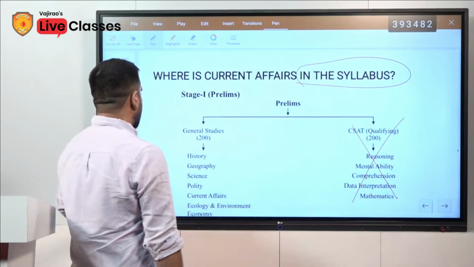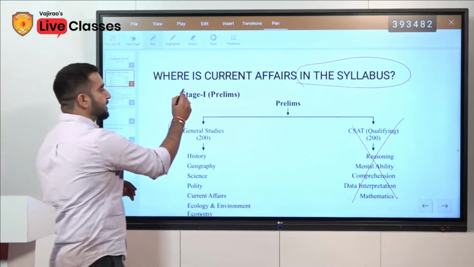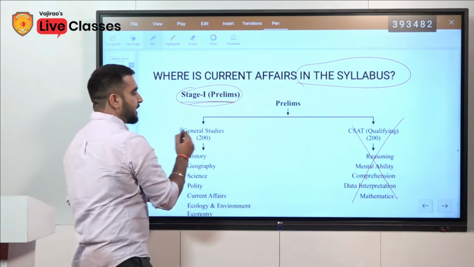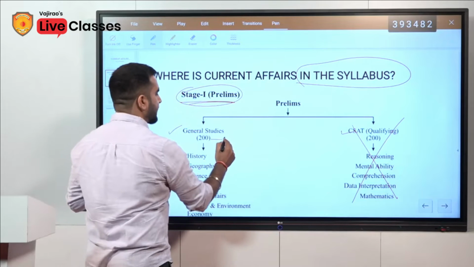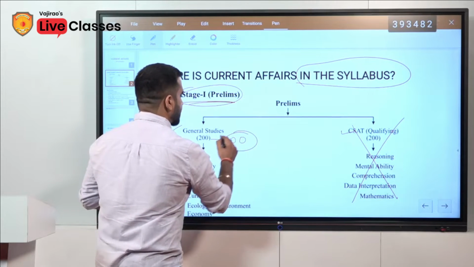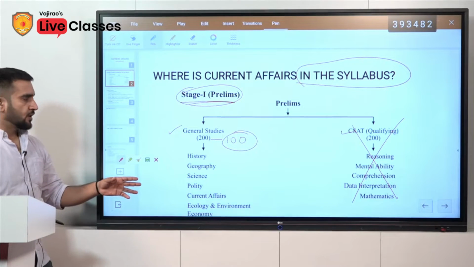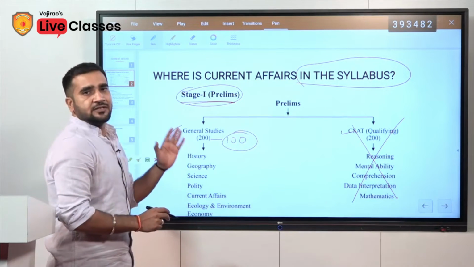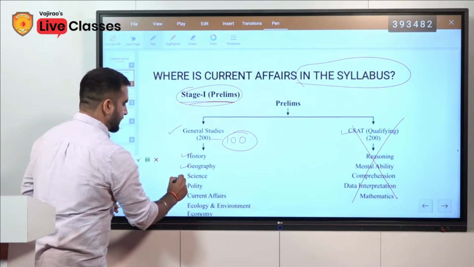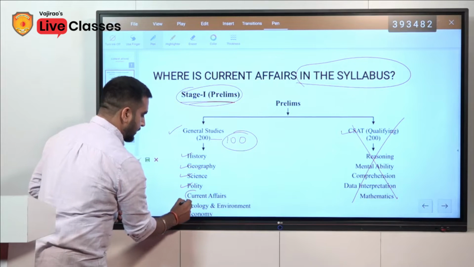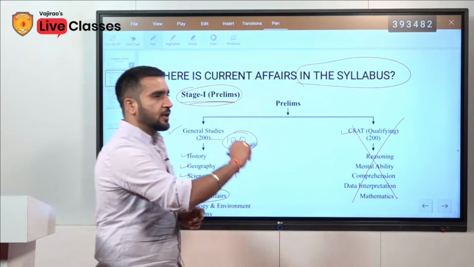When I come to general studies, now we are discussing stage 1, that is prelims. In prelims we have two papers, that is general studies and CSAT. General studies is 200 marks, 100 questions are asked. Then in this general studies, there are 7 such subjects or topics you can say. First is history, second geography, third science, then polity, current affairs, ecology, environment, and economics.